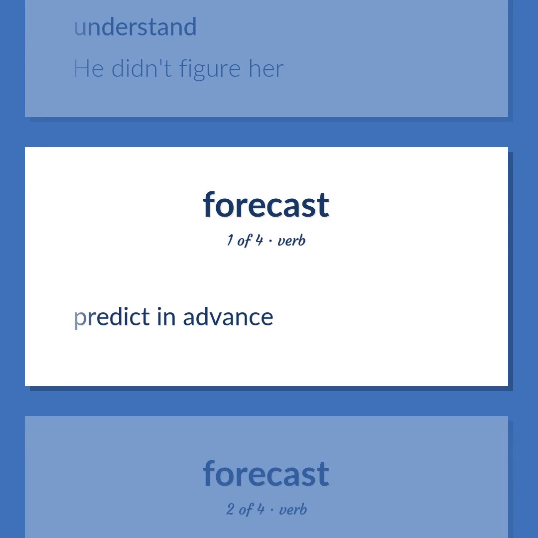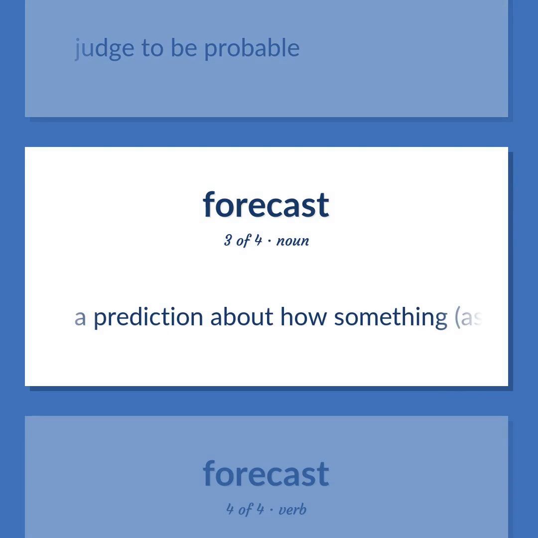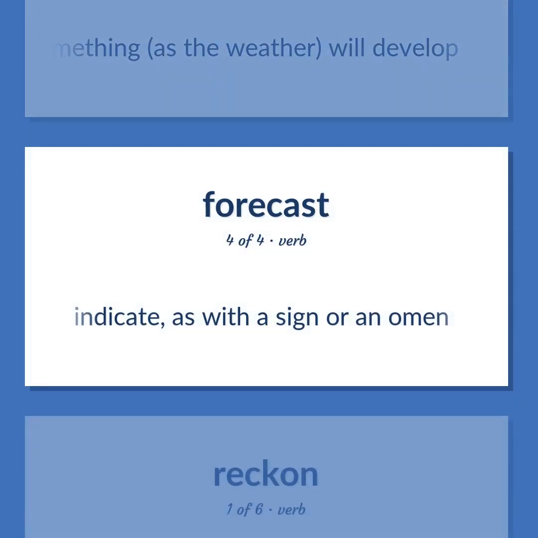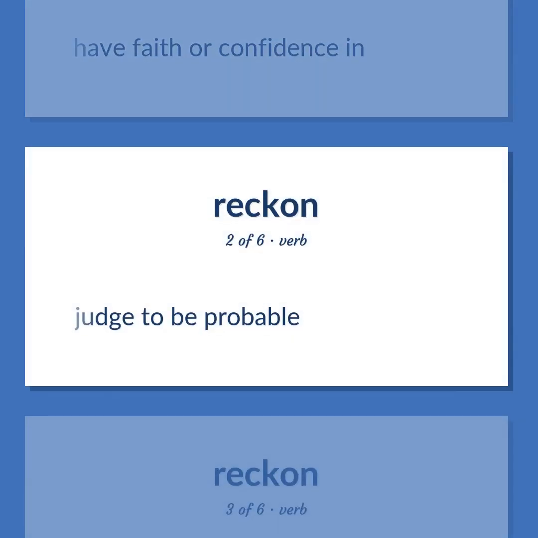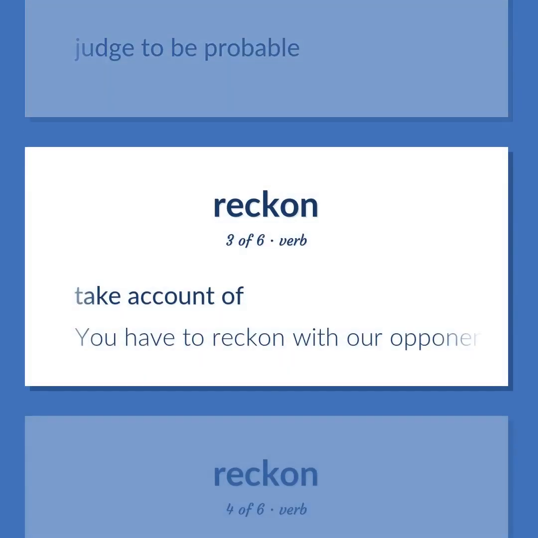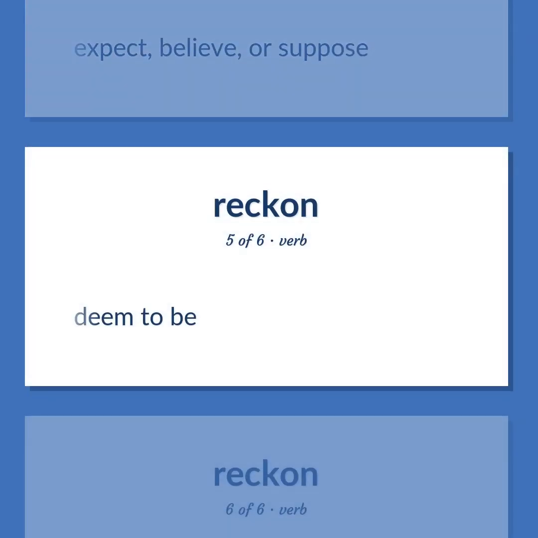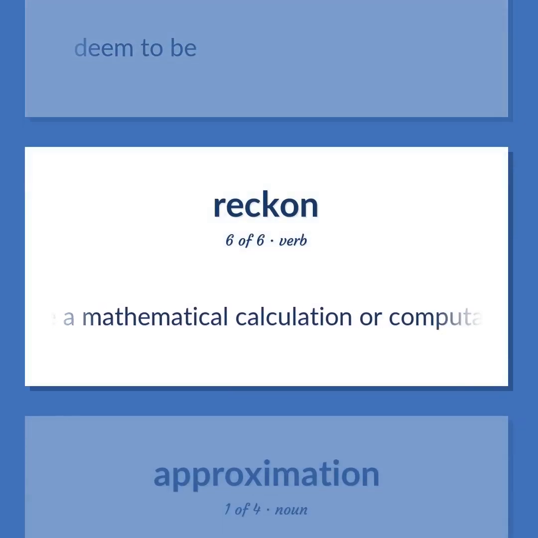Predict in advance. Judge to be probable. A prediction about how something, as the weather, will develop. Indicate, as with a sign or an omen. Have faith or confidence in. Judge to be probable. Take account of. You have to reckon with our opponents. Expect, believe, or suppose. Deem to be. Make a mathematical calculation or computation.